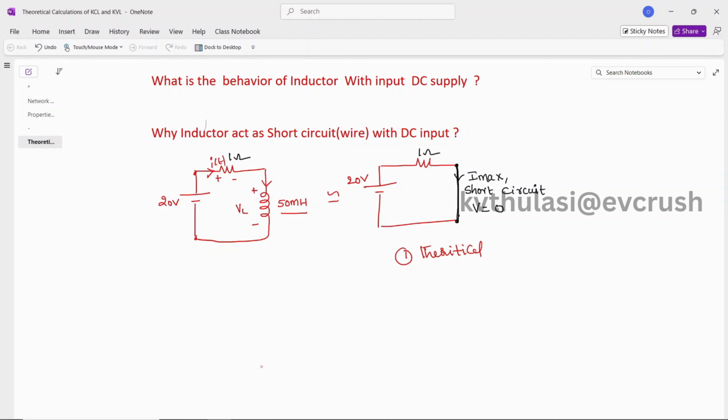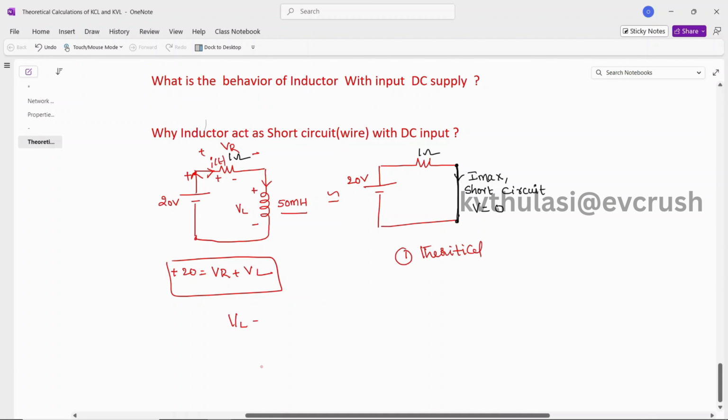Now when you apply KVL, you can get it. Current is leaving, so this is plus 20 is equal to, let us consider the drop across the resistor as VR. Therefore you are going to get 20 = VR + VL. So that's how KVL is verified. But now we require the voltage across the inductor. The voltage across the inductor VL is equal to L into di/dt.